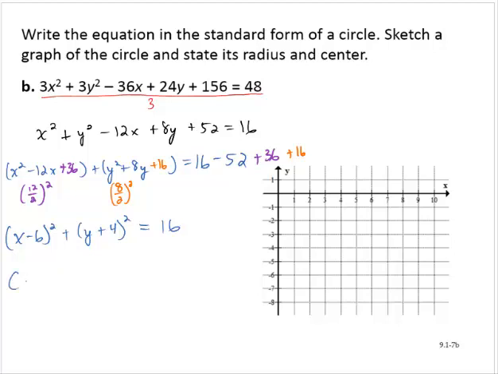So then the center is 6, negative 4, and the radius is 4, right? Because 16 is 4 squared. Center at 6, negative 4, and then again, go out 4 units from the center, go 4 units up, 4 units left, 4 units down, 4 units right, and then draw something that looks like a circle.